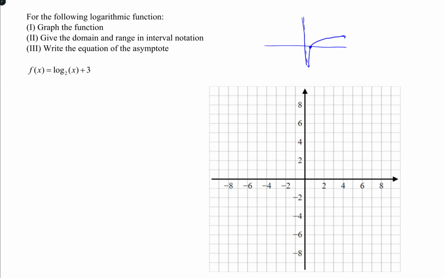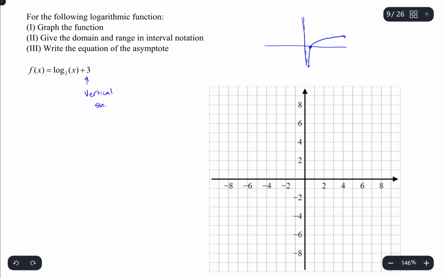So with that, what we can do is take changes such as added constants outside of the logarithm, which make vertical shifts, and any added constants on the inside of the logarithm make horizontal shifts. A horizontal shift would move the asymptote left or right, but since there's no horizontal shift here, the asymptote for this particular logarithm is going to be right along the y-axis.